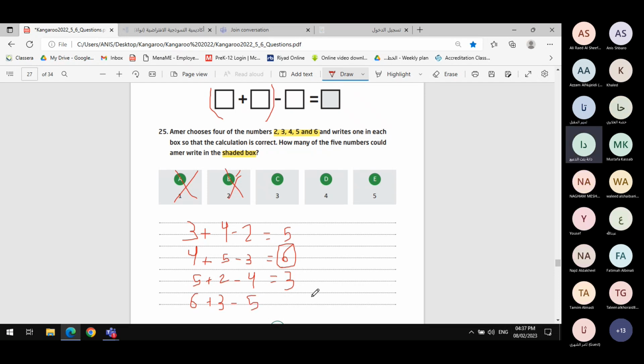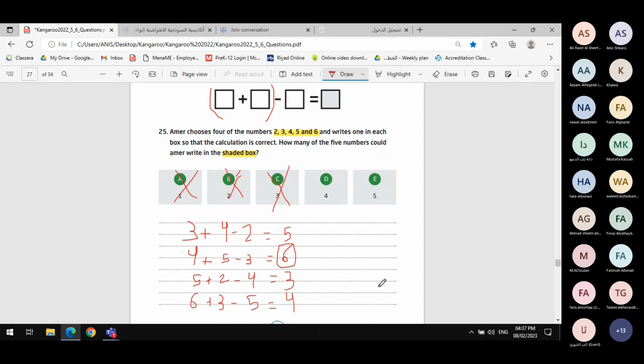It can be equal 4. Okay, so this is a choice. Till now we have 4 different numbers. So our answer will be D or E.